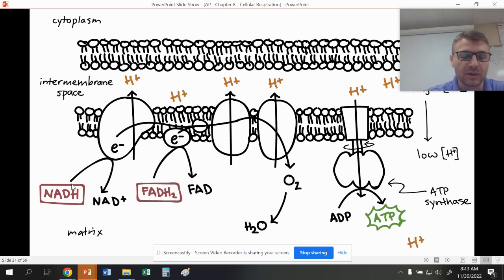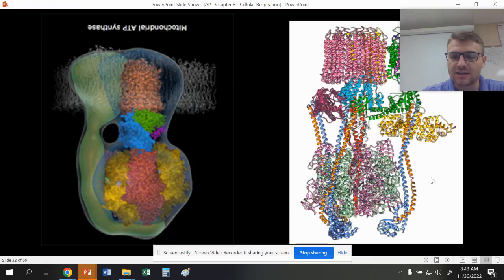Here's what it looks like all together. Again, we can see our NADH and FADH2 molecules donating their electrons. They're going to move through the electron transport chain. They're going to bind with oxygen at the end and form water. Now, this is also going to force those hydrogen ions into the intermembrane space. It's going to move through the ATP synthase, making it turn and creating ATP.